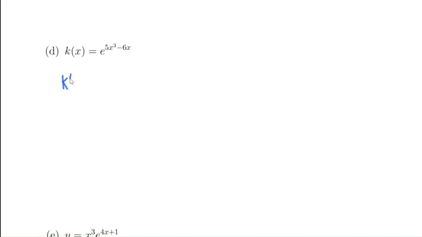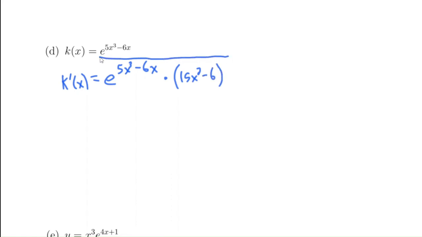Okay, so how do we take the derivative of a composition? Again, we take the derivative of the outside function. The outside function is just e to the x, and the derivative of e to the x is just e to the x. But again, instead of putting e to the x, we have to put e to the inside function. And then in the end, we multiply by the derivative of the inside function. Okay, and that is our final answer.